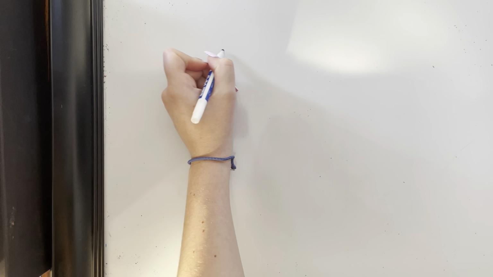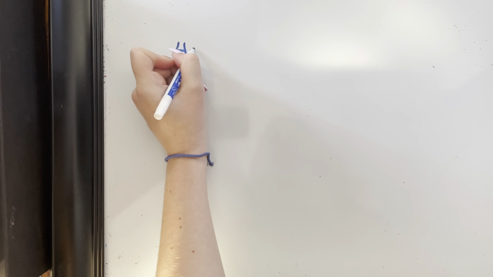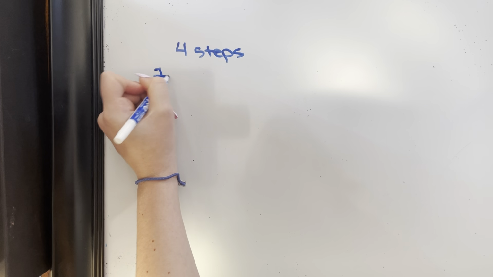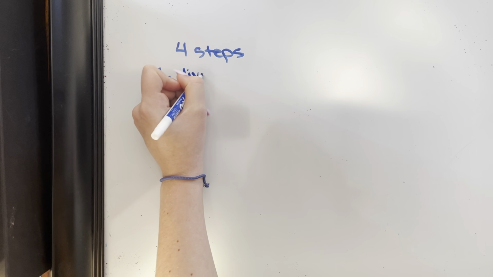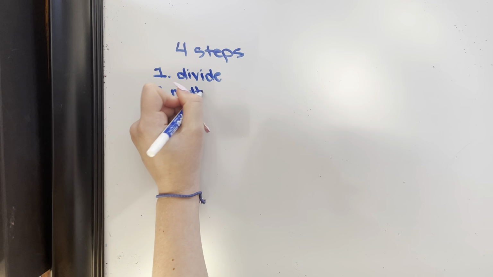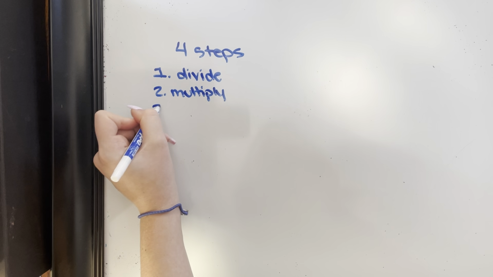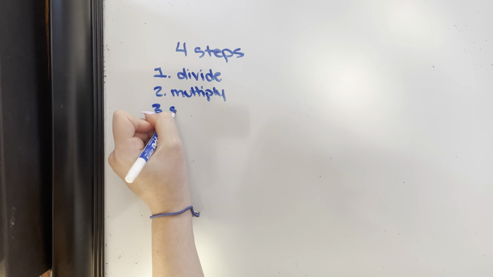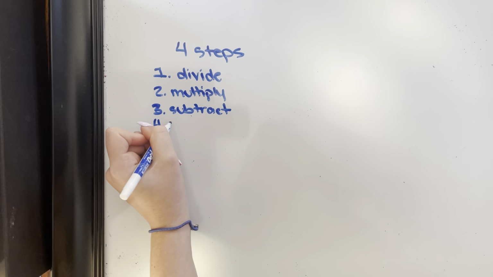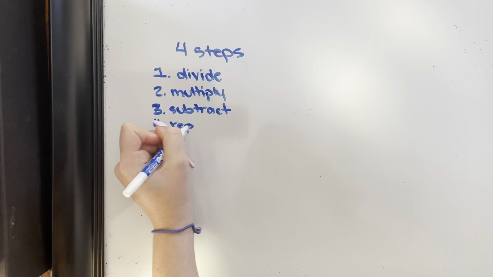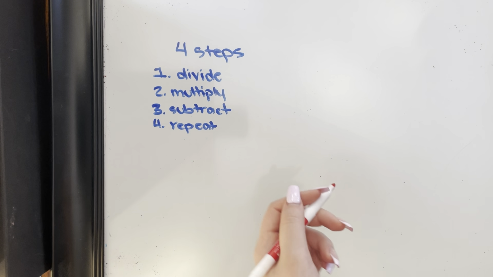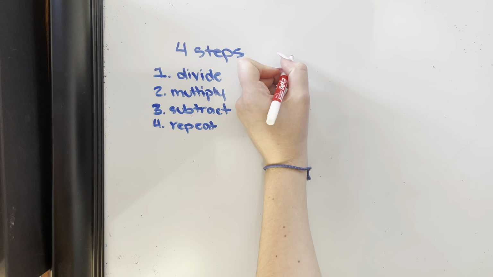So to solve long division, there are 4 steps you need to follow. So first you're going to divide and then multiply, then subtract, and then lastly you are going to repeat those steps. So let's first start off with this example here.